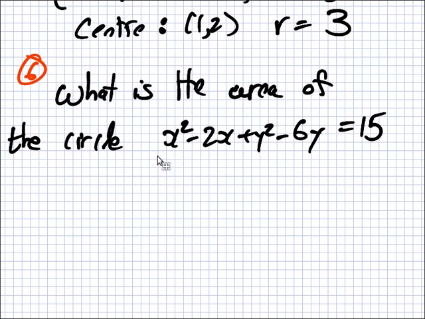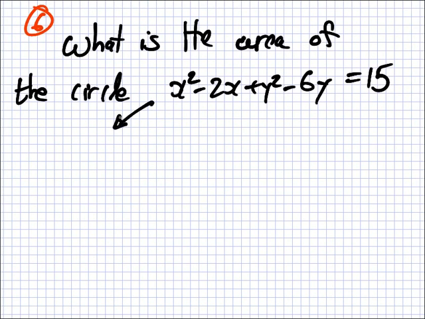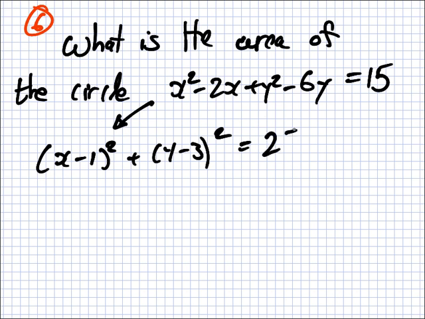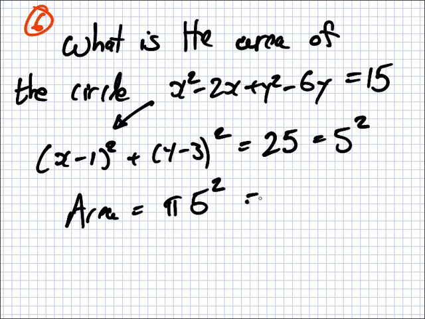Let's find out. Right, so I complete the square here, and what did you get? Did you get x minus 1 squared plus y minus 3 squared equals 25? Yeah, 25, which is 5 squared. So the area, what is it? Pi r squared. So 25 pi. Yeah.